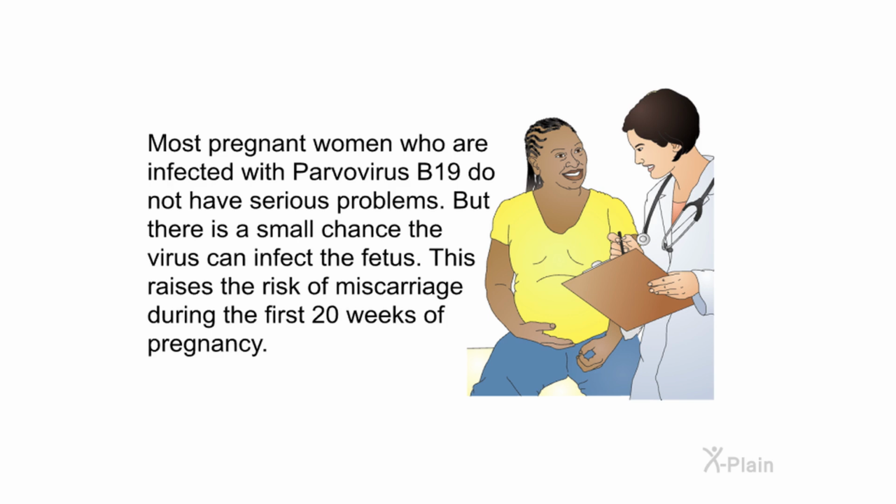Most pregnant women who are infected with parvovirus B19 do not have serious problems, but there is a small chance the virus can infect the fetus. This raises the risk of miscarriage during the first 20 weeks of pregnancy.